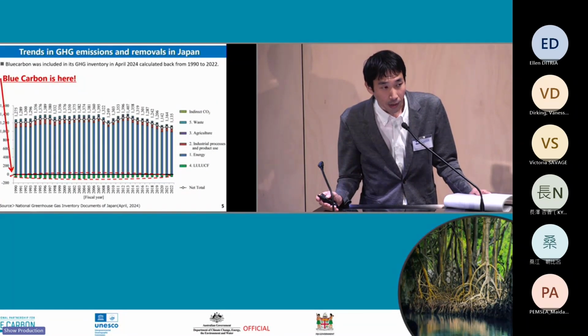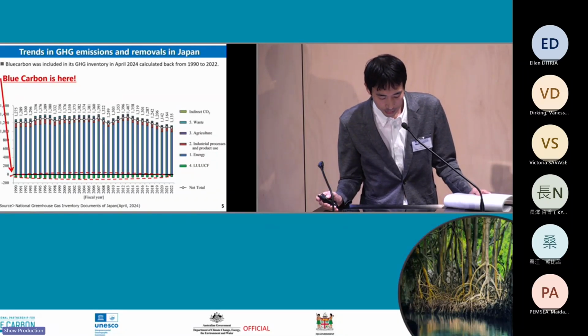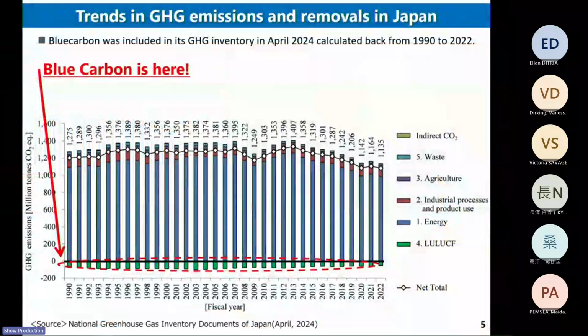This is our full time series of the GHG inventory. Blue carbon is under the line in the green one from 1990 to 2022.